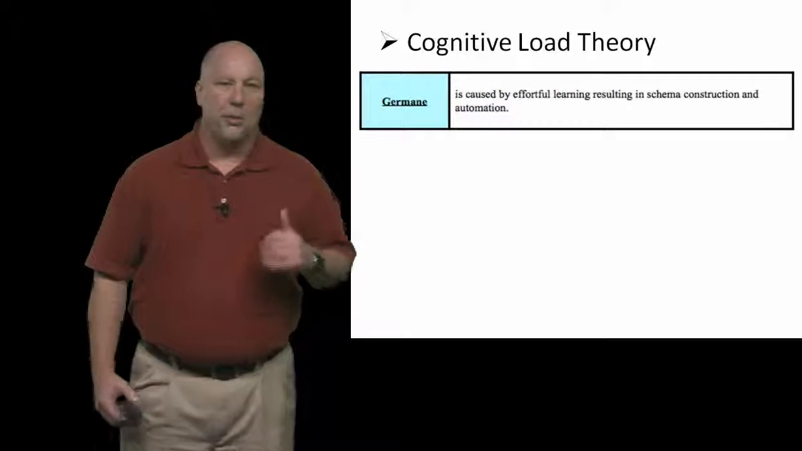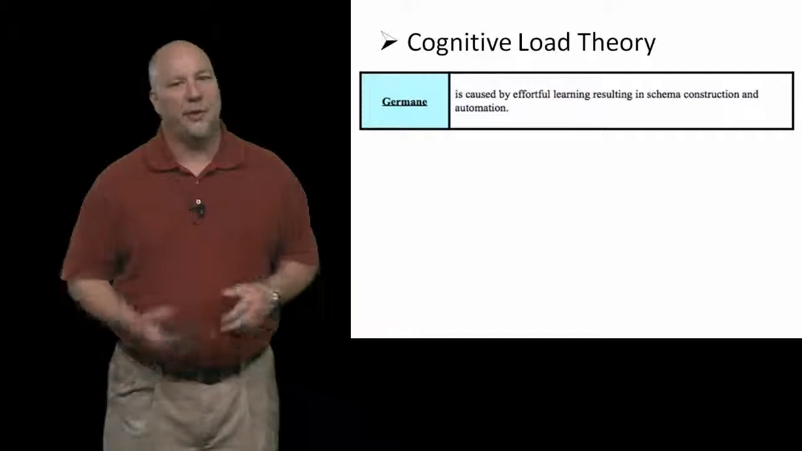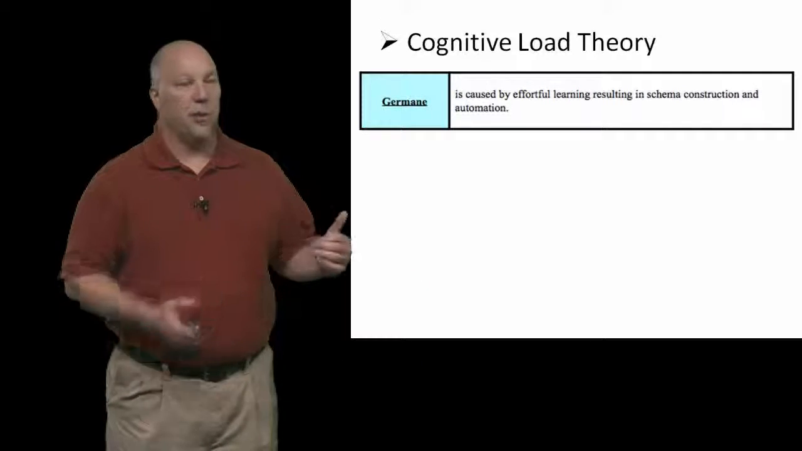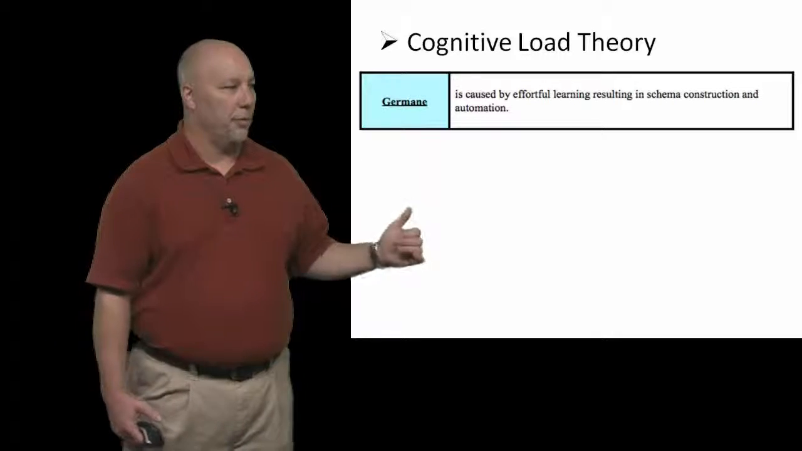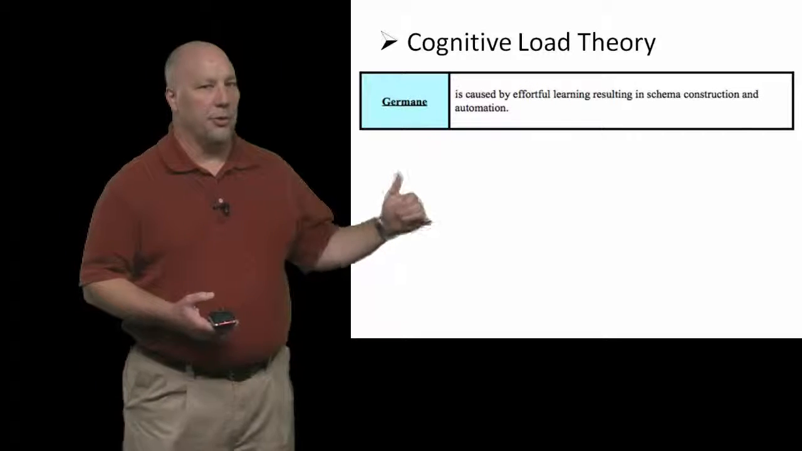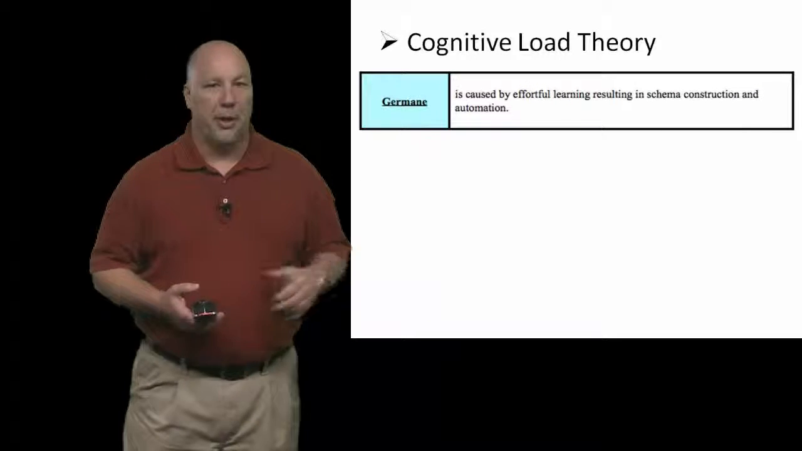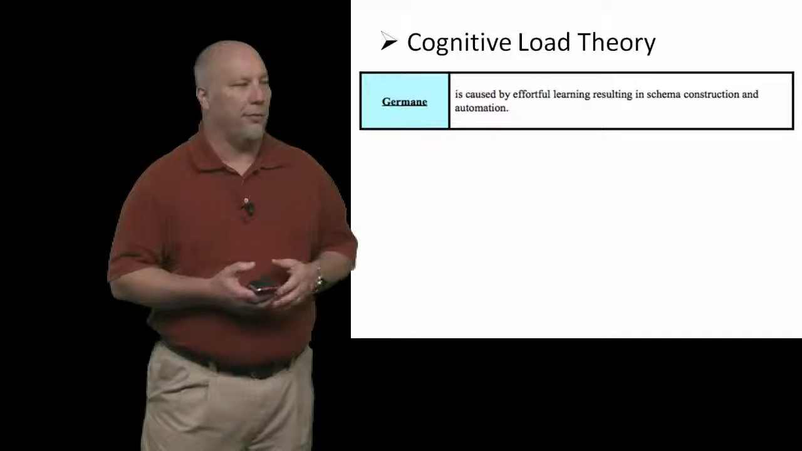And the last one is germane cognitive load. Germane cognitive load is also known as effective cognitive load. And this is your working memory resources that are devoted to the intrinsic cognitive load. A simple math is you take your intrinsic, subtract your extraneous, and you get your germane. In other words, this is what's left over when you take the extraneous away from the intrinsic.